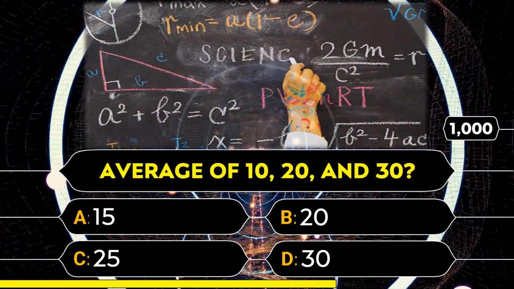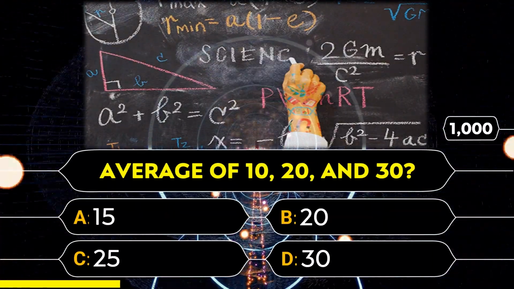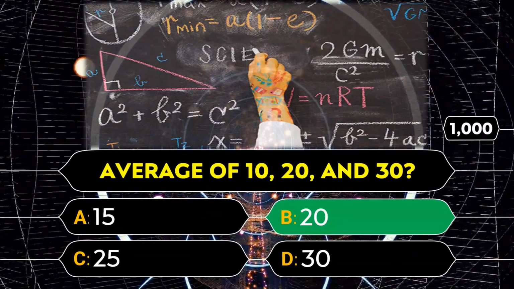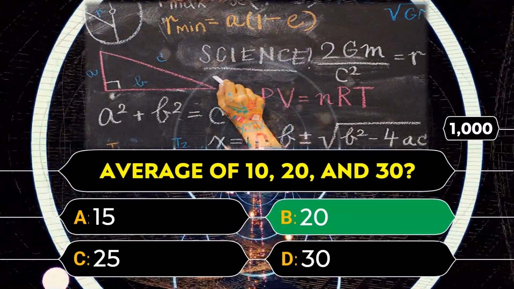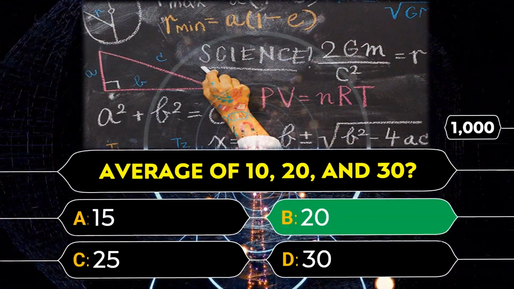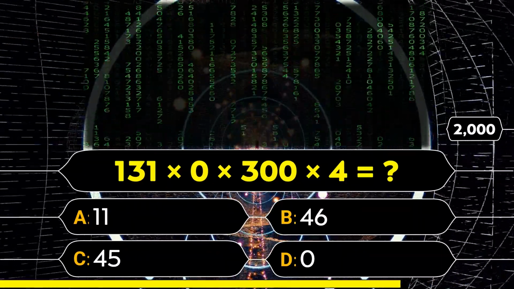Here it is. Can you tell me what the average is of 10, 20, and 30? The correct answer is 20. First you make a sum of the three numbers, then you divide by 3 for the average of the numbers. So 60 divided by 3 is equal to 20. Still following the pace? Here is your next question.